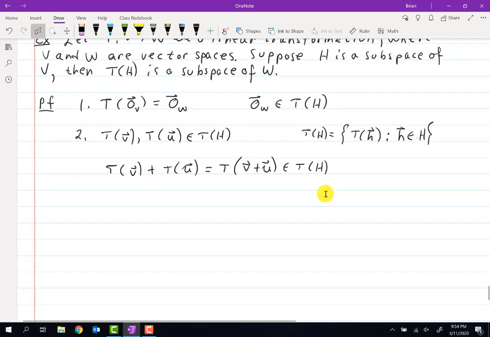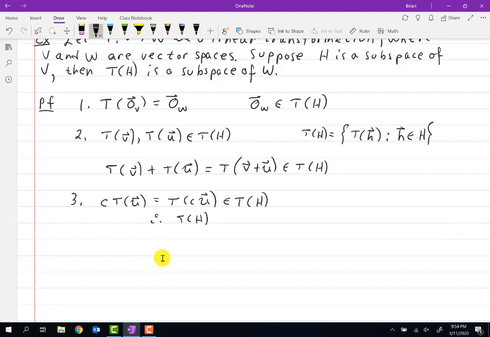So we'll do the same thing that we did before. Let's look at C times T of U. Of course, C is a real number, U is in H. Then according to our rules, I can write this as T of C times U, which immediately means that it is in T of H. So therefore, T of H is a subspace of W.